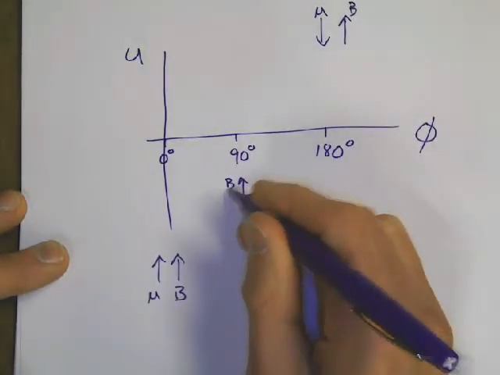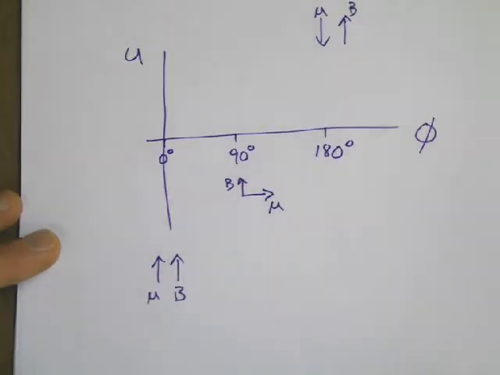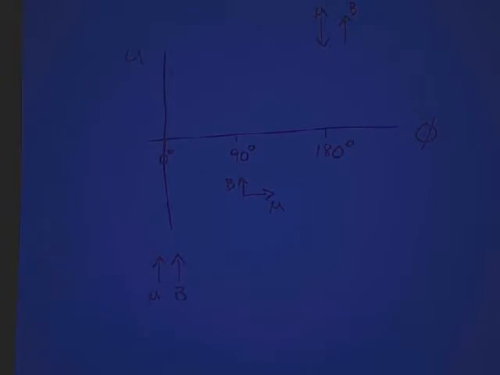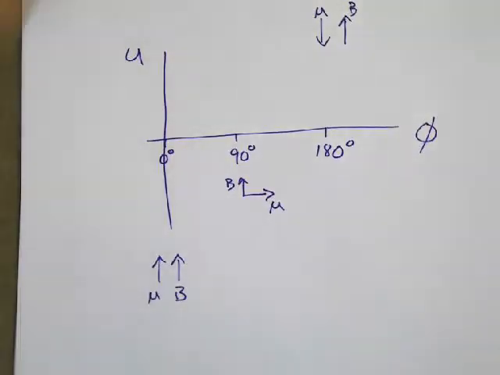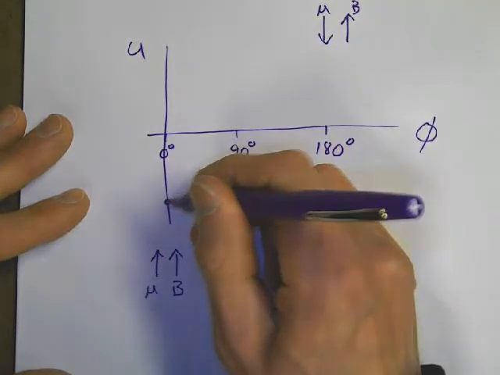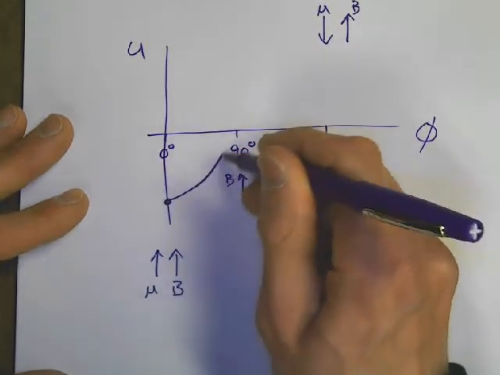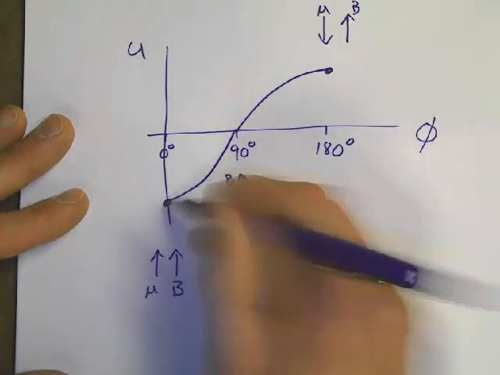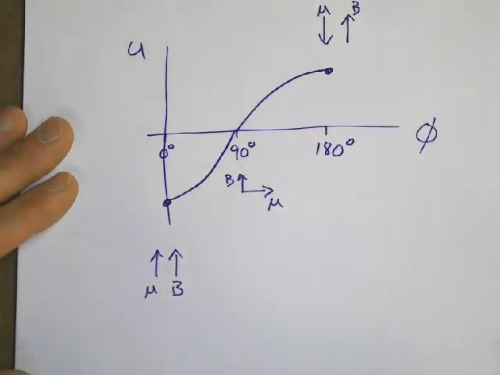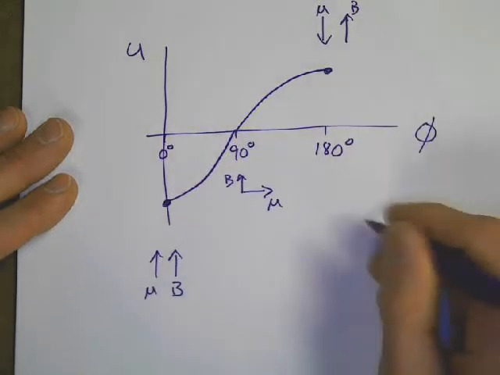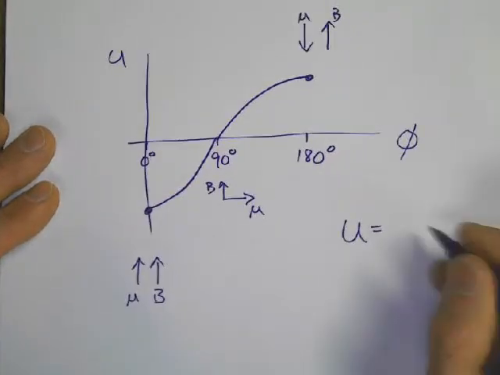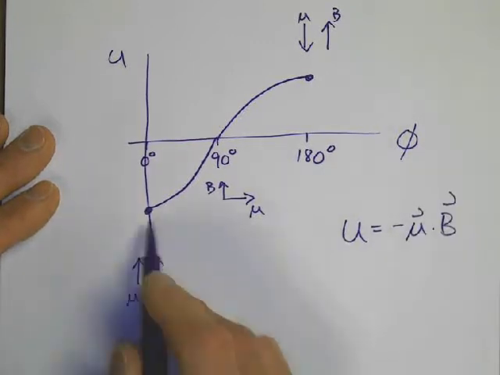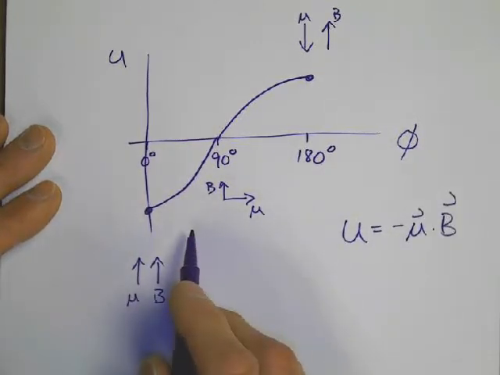So I guess B is always pointing up. Mu is the thing that's changing direction here. So on a graph, this is going to look like the negative cosine function. Okay. And the reason, of course, is because we just derived that, right? We said that the potential energy U is equal to negative mu dot B. So, okay, it's a negative cosine function.